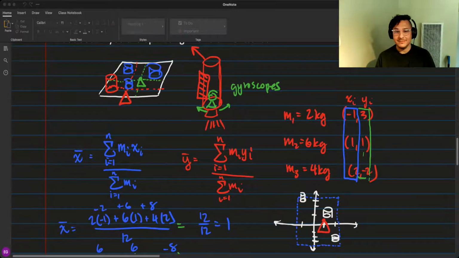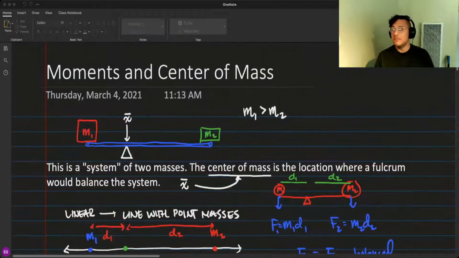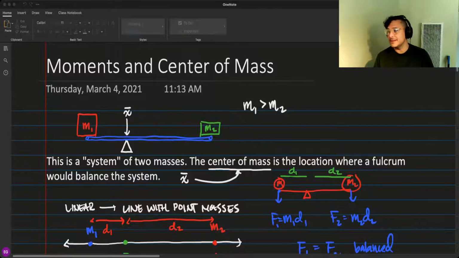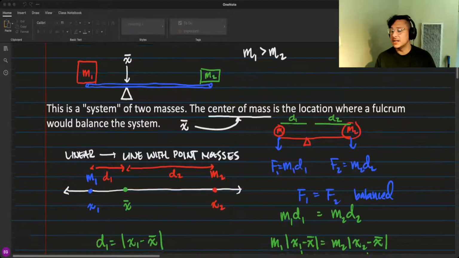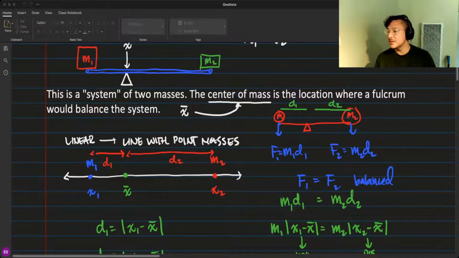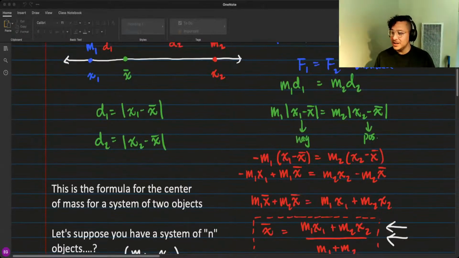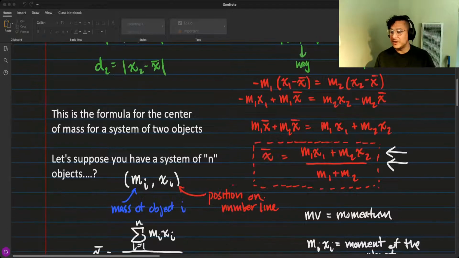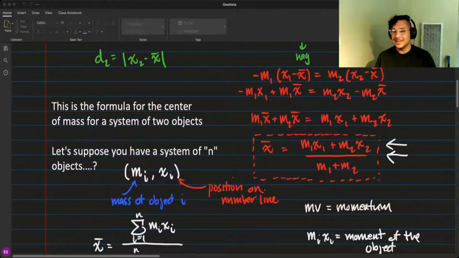So last time we talked about moments and centers of mass, and we found out that the moment is just the mass times the distance from the balance point. Interestingly enough, one of the things that we talked about was that this center of gravity formula is the same as what?